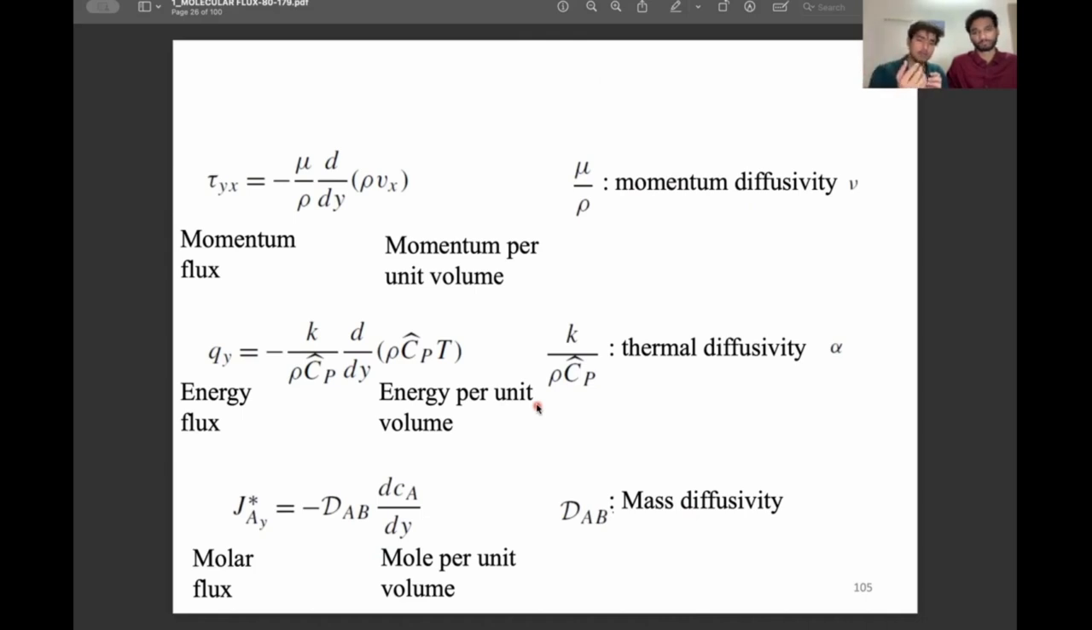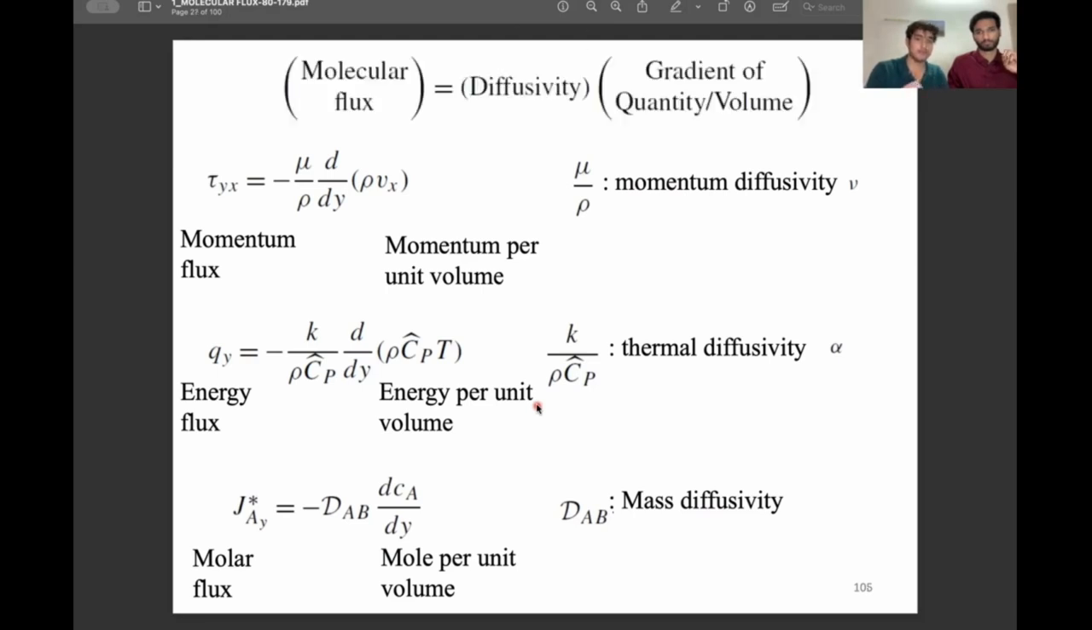Now, to make it more similar, unit wise we have made it more similar, and we now have our special terms: mu by rho, momentum diffusivity, k by rho Cp, thermal diffusivity, and DAB, mass diffusivity. So here we can see a pattern of diffusivity into momentum per unit volume, which can be called molecular flux. So overall, we can conclude the similarity between the three laws: molecular flux equals diffusivity times gradient of quantity per unit volume.